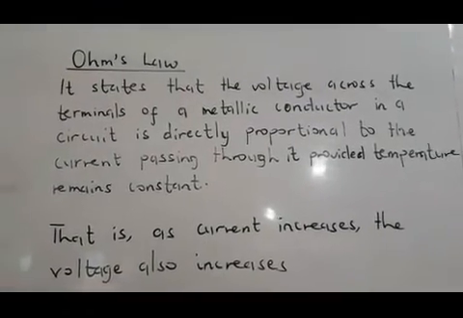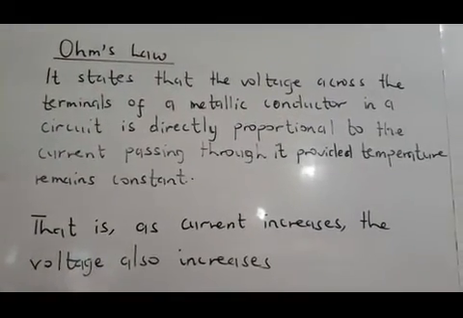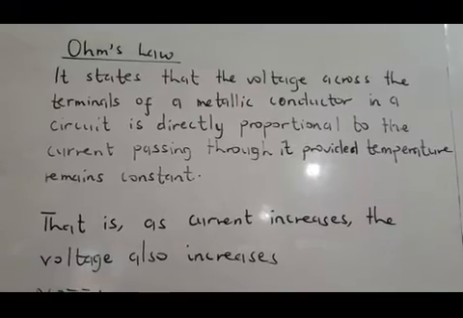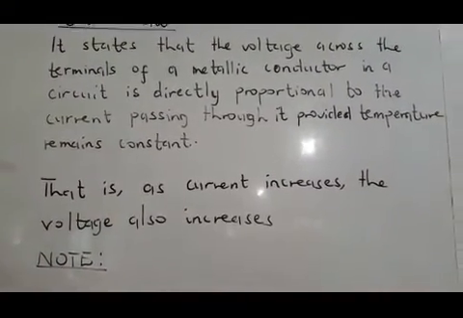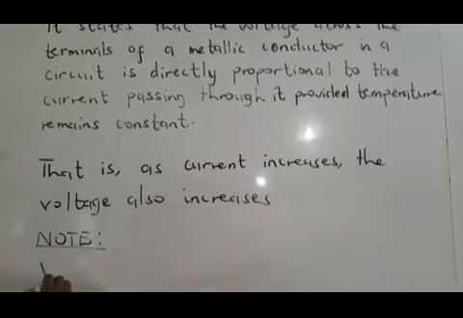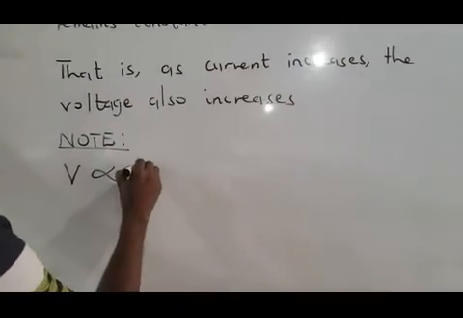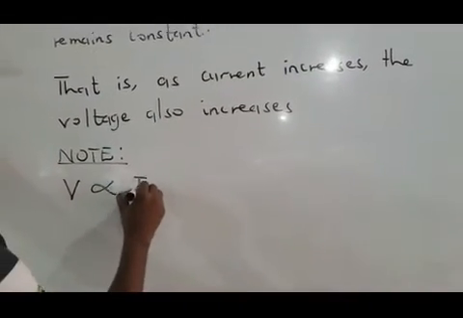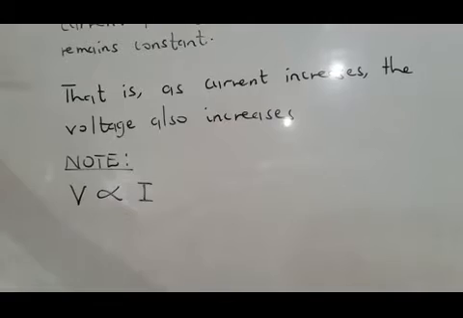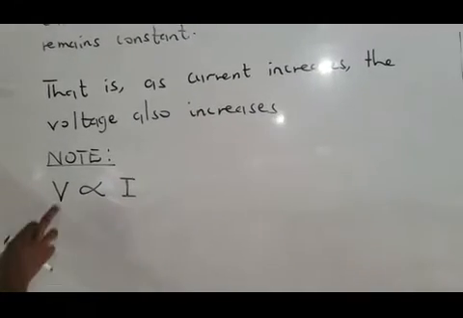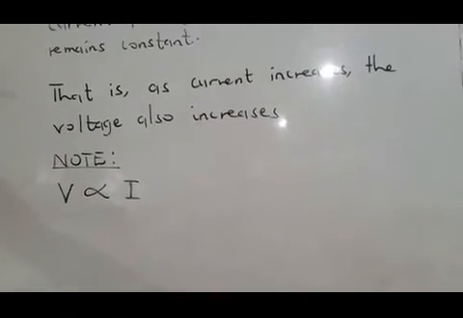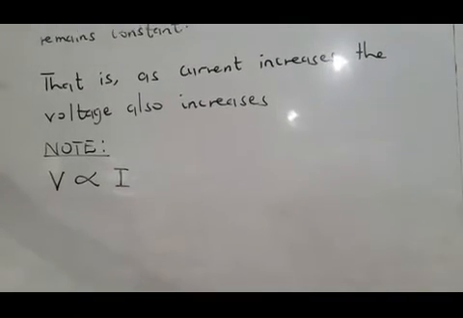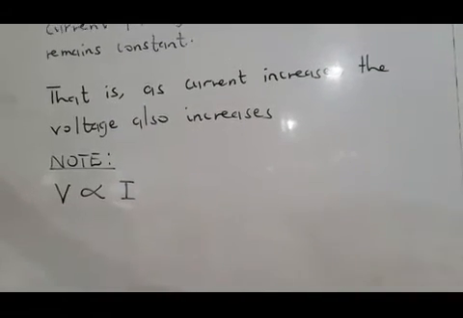Now, from the definition, it says that the voltage is directly proportional to the current. Mathematically, it means that V is proportional to I. We've looked at the definition of voltage. We say voltage is represented as V. We've also, when we started looking at this topic, looked at what current is. We say current is represented as I.